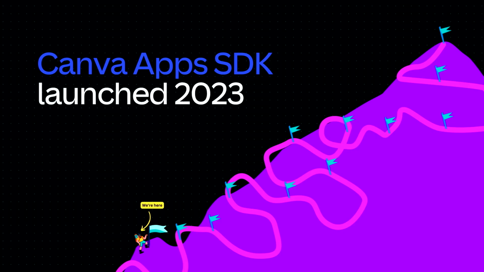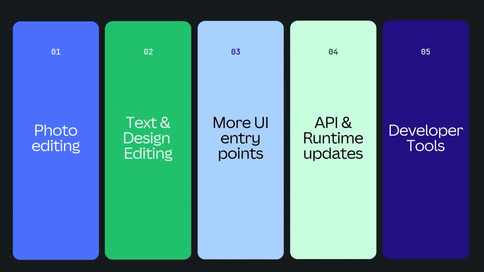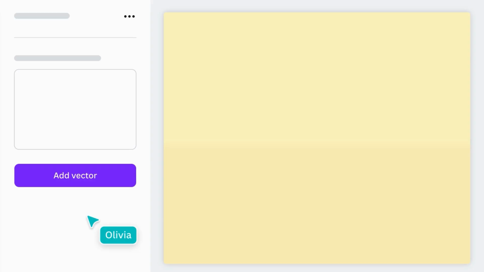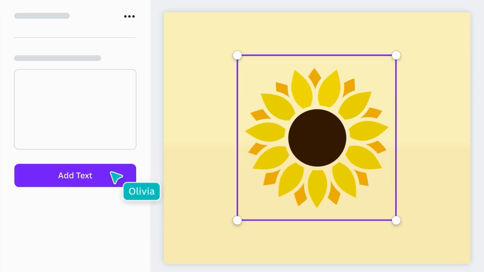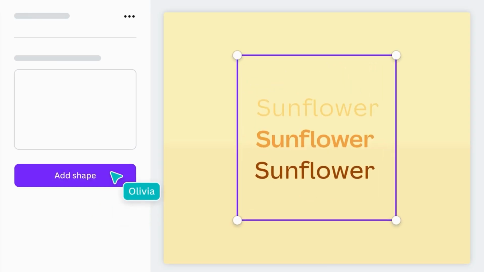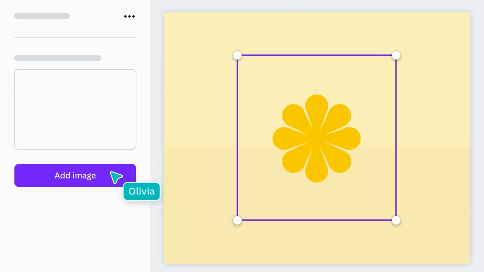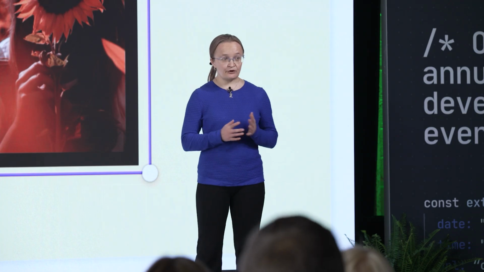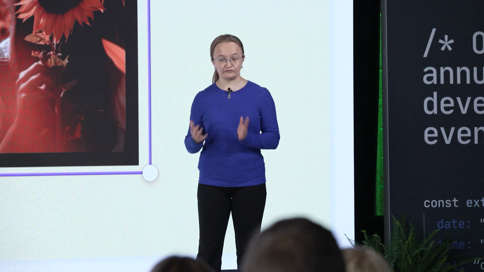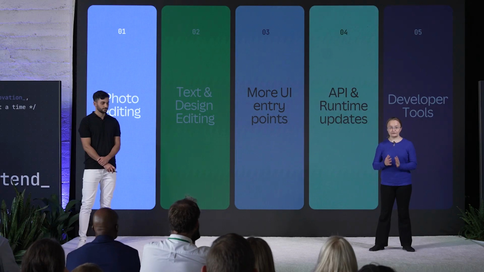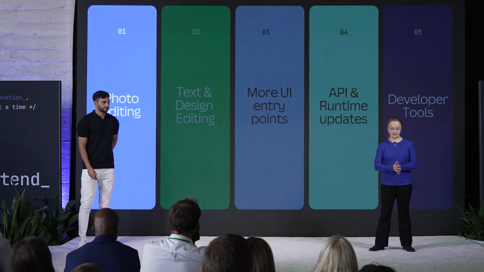So we launched Apps SDK at Extend last year, but we knew we were only 1% of the way there to our long-term vision for apps in Canva. We've built a massive set of new features over the past year, and we'll tell you all about these today. When we launched the Apps SDK, we had APIs to add text, images, audio, and video to designs. But we had no ability to read or edit the content already on the design. We already knew we wanted to enable these use cases though.